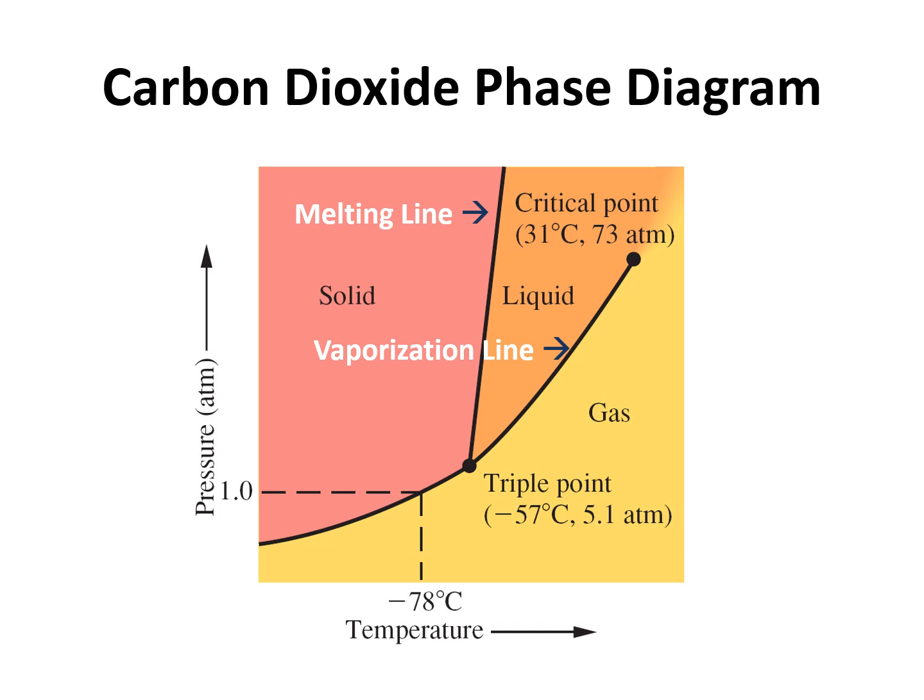The final point on the graph is the critical point. And we can see the critical point for carbon dioxide is 31 degrees Celsius and 73 atmospheres. Above this pressure and temperature, you won't have a liquid, you won't have a gas, you'll have a supercritical fluid.